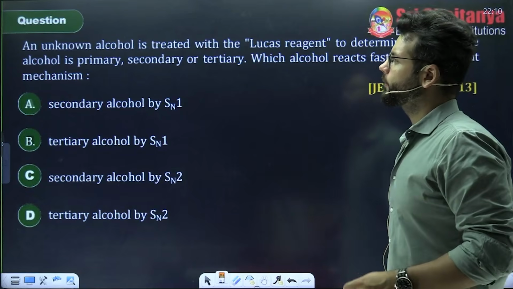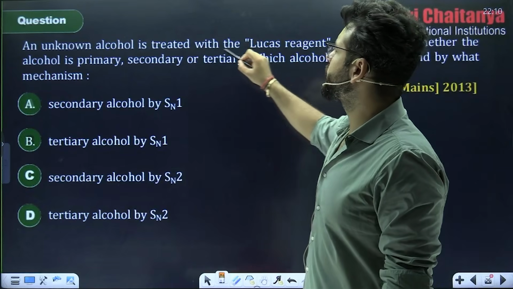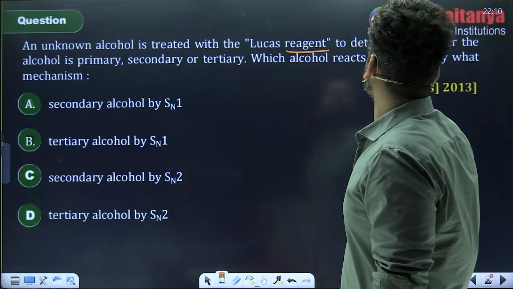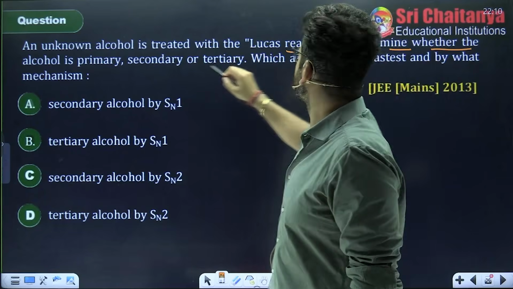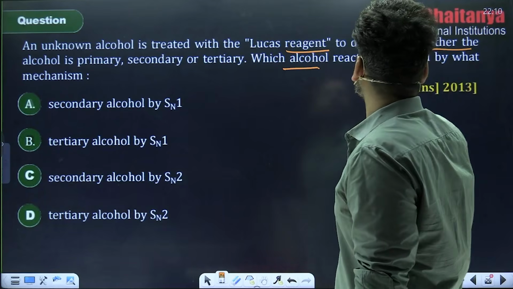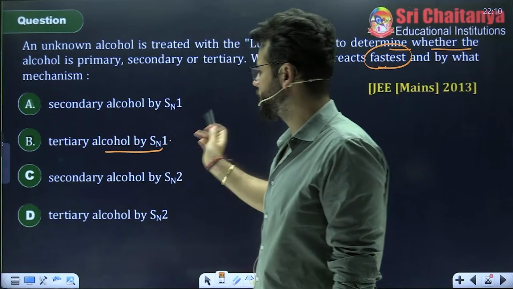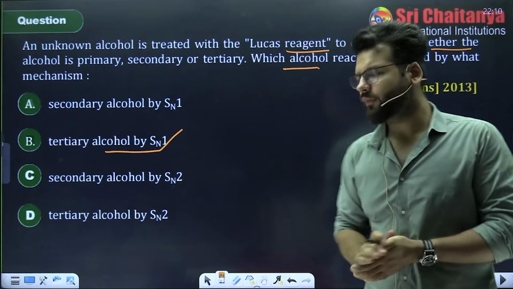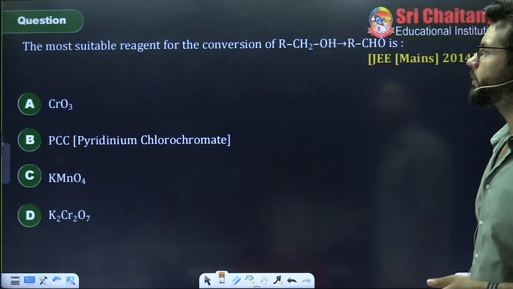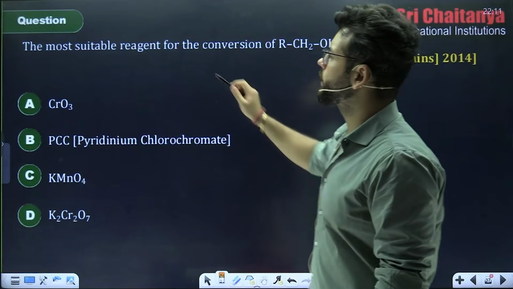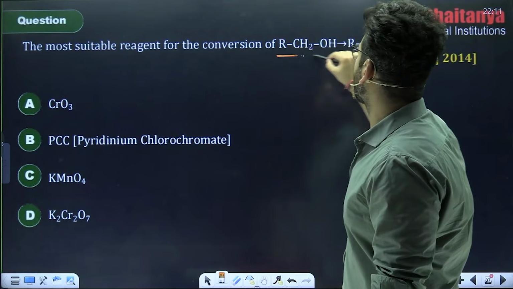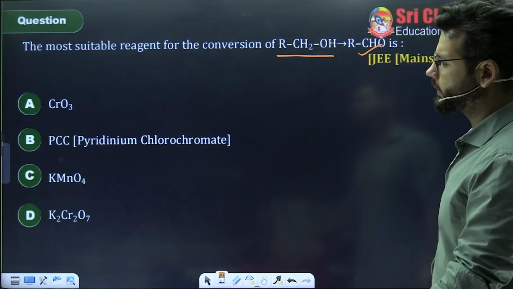Moving on to the next one. An unknown alcohol is treated with the Lucas reagent to determine whether the alcohol is primary, secondary or tertiary. Which alcohol reacts fastest? Tertiary, by what mechanism? SN1. Just now we have discussed. Tertiary alcohol by SN1 mechanism. Immediate turbidity we get. Most suitable reagent for the conversion of primary alcohol to aldehyde. Just now we had done it. I think it's a repeated one.